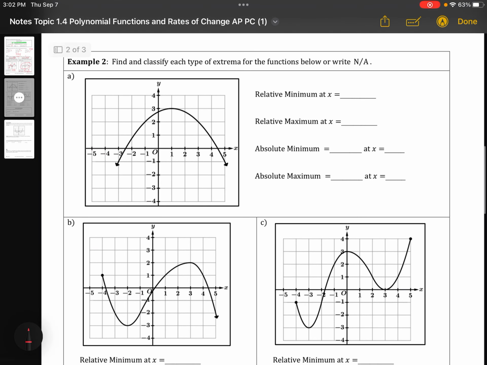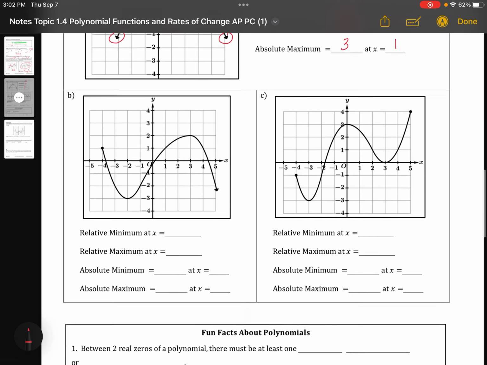All right, now let's flip over to example two. Find each and classify each type of extrema for the functions below or write NA. So if we have one of those situations where there isn't one, we're going to go ahead and write NA. Now here, first off, relative minimum at x equals. Well, we see that we've got arrows on both sides, so we can't actually say that there's going to be a minimum. So this is going to be not applicable. The relative maximum is going to be at x equals, right there, at x equals 1. Okay. Now the absolute minimum, again, is NA. And that's not going to count, but the absolute maximum is at how high? Well, it's 3 units high at x equals 1. Okay? Pretty straightforward so far.